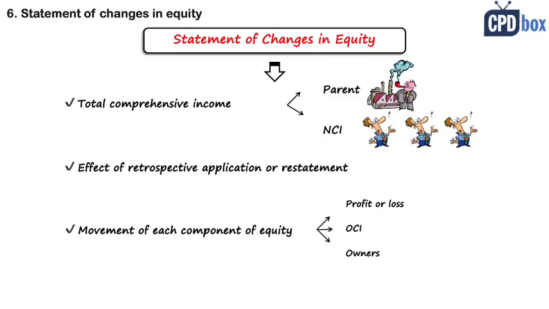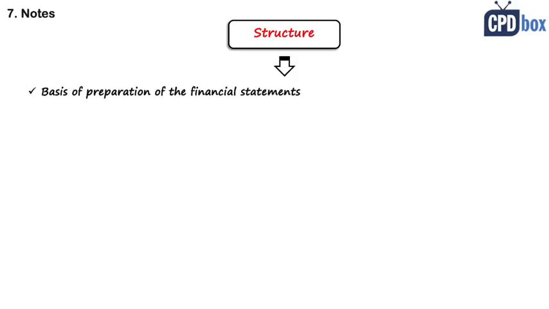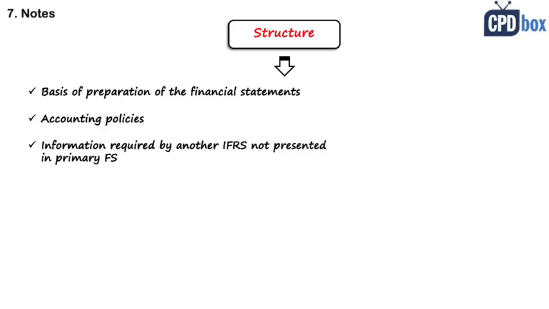Finally, let's take a look at the notes. IFRS 18 makes changes here too, but let's see what should be stated here. First, information about the basis for preparation and accounting policies used, and then information required by another IFRS not presented in primary financial statements. So those are all subtotals and additional information required as disclosures in line with many standards, like IFRS 16 for leases or IFRS 9 for financial instruments.